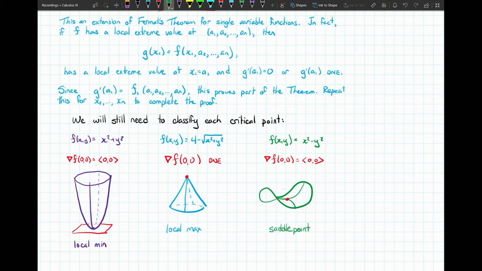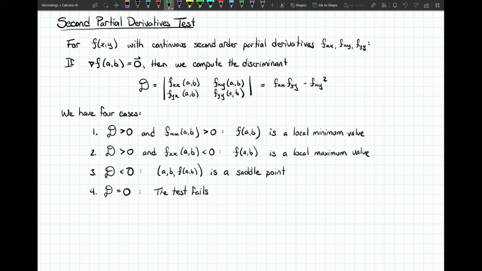We need to be able to classify each of these critical numbers as one of these three options. And rather than the second derivative test from first year calculus, we have the second partial derivatives test. For the second partial derivatives test, just due to the higher complexity of this test for multivariable functions, we're going to focus on functions just of two variables. And of course, we're going to need to compute second order partial derivatives, fxx, fxy, and fyy. But more specifically, we want to have continuous second order partial derivatives. Now, if those second order partial derivatives are continuous, that also implies that the first order partial derivatives are continuous.